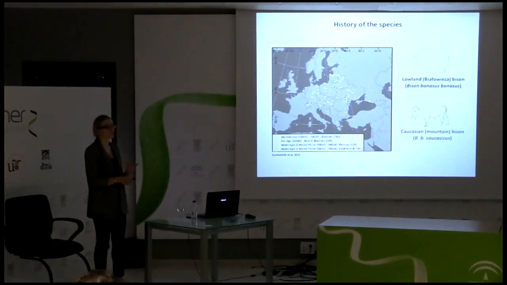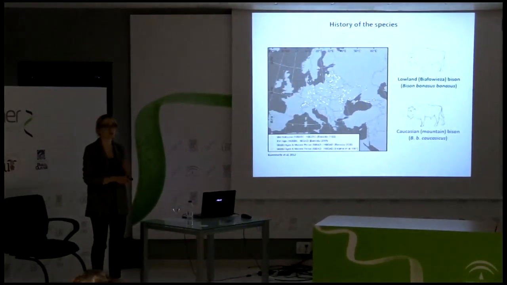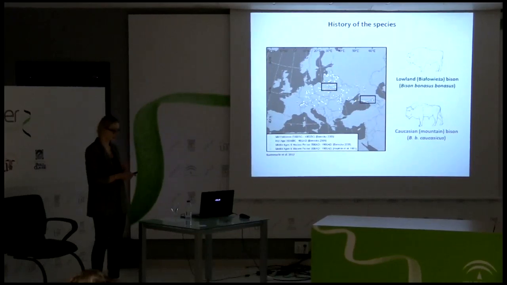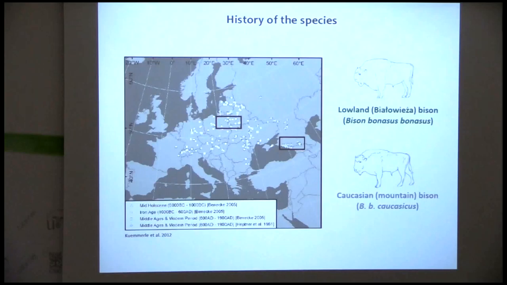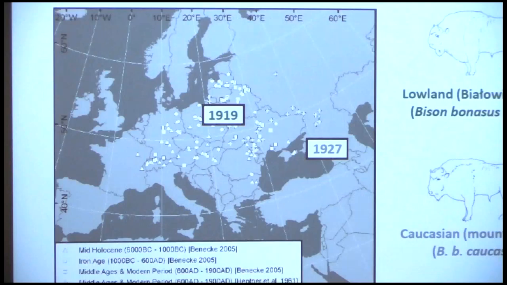By the end of the 19th century, there were only two populations of European bison left in the wild. It was a population of lowland bison belonging to the Bison bonasus subspecies in the Białowieża forest, and the second was a population of Caucasian bison belonging to the Bison bonasus caucasicus subspecies in the Caucasus mountains. However, even these populations collapsed, and the last wild lowland bison was killed in 1919. The same fate happened to Caucasian bison 8 years later.